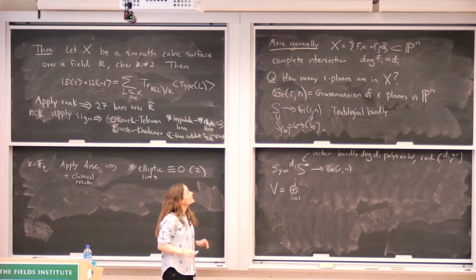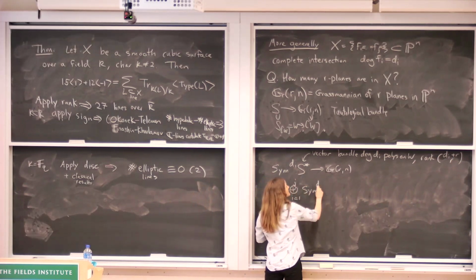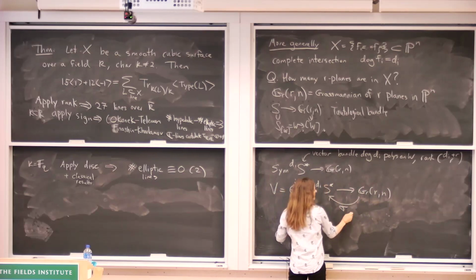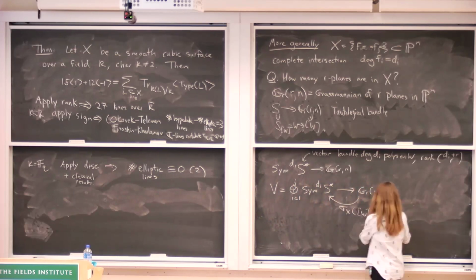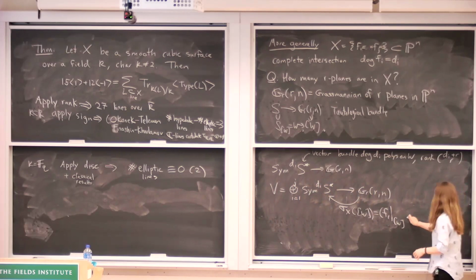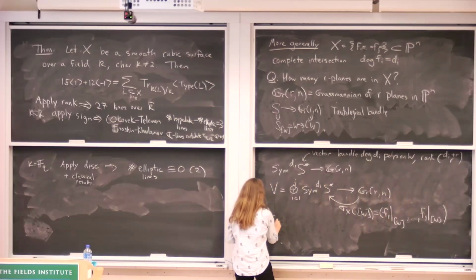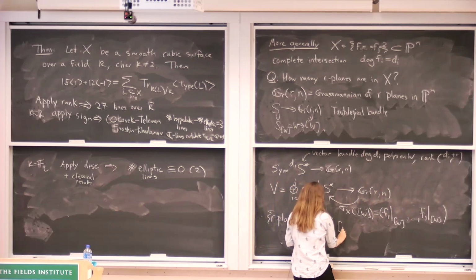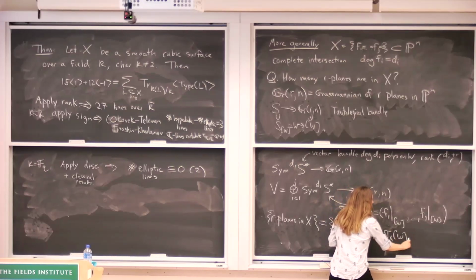Okay, so our equations are F1 = F2 = ... = Fj = 0. It cuts out X. So we're going to take the sum as i goes from 1 to j of Sym^di of S dual. It's a bundle on the Grassmannian. And we have a section associated to our equations, sigma_X, which on the plane W gives F1 restricted to W. That's a polynomial of degree d1 on W. And then F2 restricted to W, and then Fj restricted to W. And we want to know the r planes W such that F1 restricted to W is 0, as are the others. So we have that the r planes in X are the zero locus of sigma_X, such that sigma_X of W equals 0.